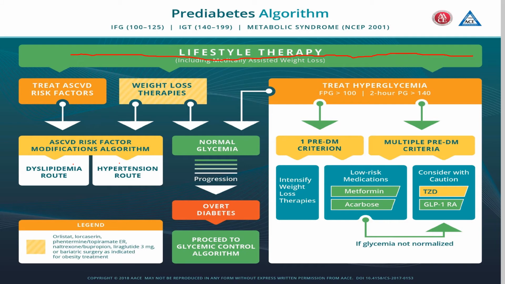That if they are moving down this pathway towards overt diabetes, that we want to start trying to get their glycemic control there. So if they're hyperglycemic, even if they are not at the level to treat diabetes, and they have some other risk factors, we might want to either intensify their weight loss therapies, do some low-risk medications like metformin or acarbose, or consider some other medications.